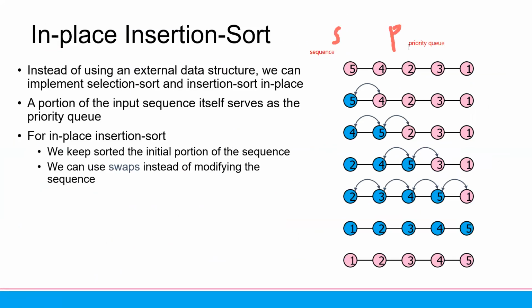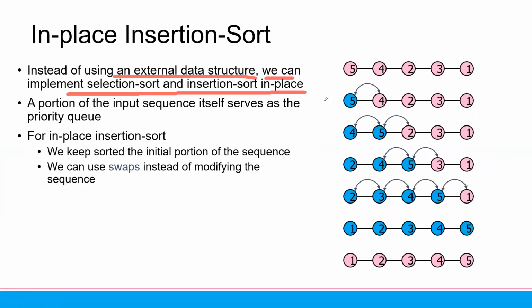So for the implementation, we use two kinds of data structure. Let's say that the sequence is a list, and the priority queue is another data structure. But we can just use one kind of data structure. So instead of using an external data structure, we just implement the selection sort and insertion sort in place. In place means we just use a sequence and then replace or swap the elements.